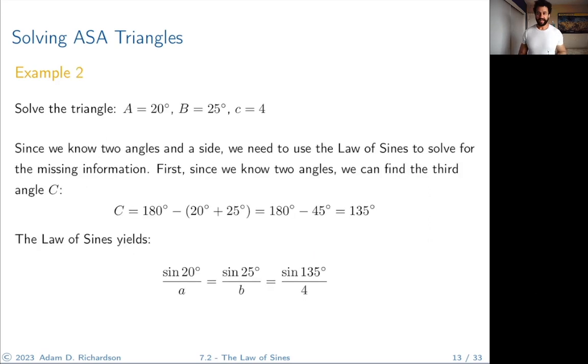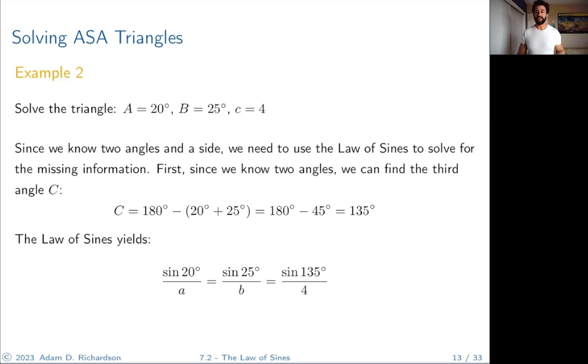Okay, now let's talk about ASA triangles. Oh, whoops, I forgot to put a pause here. So you'll have to do the next one on your own, I suppose. Actually, let me check. I did put pauses on some of these, right? Okay, I did good. All right, so let's talk about ASA triangles.